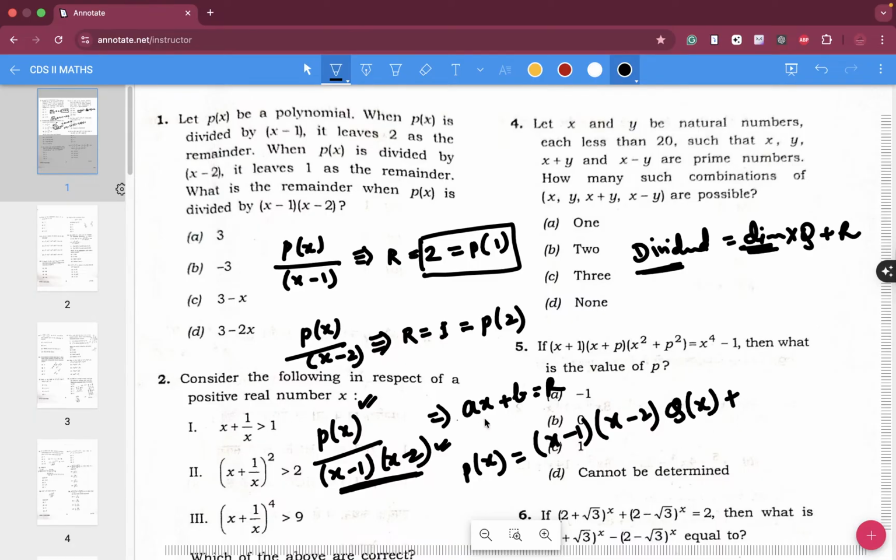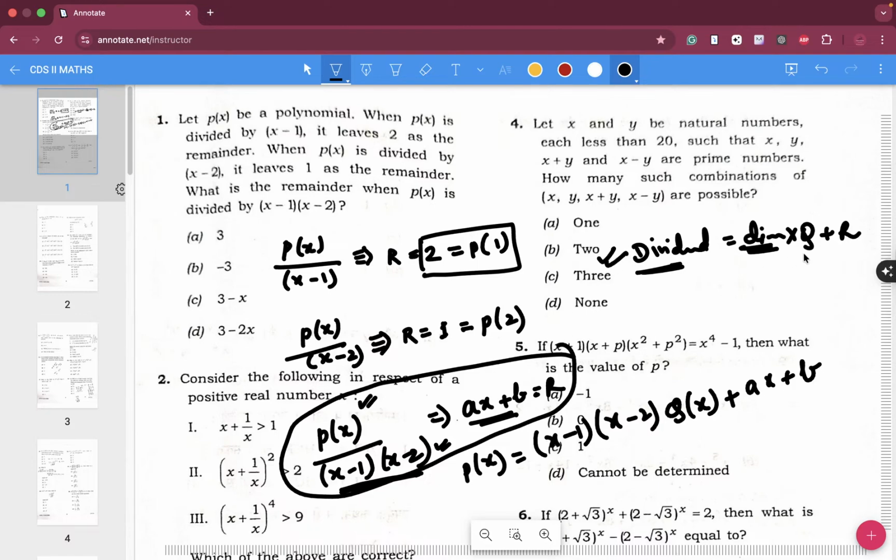Plus the remainder we have already assumed over here, which is how much? Ax plus b. So from this we have written dividend is equal to divisor into quotient plus remainder in terms of polynomial. So this is how it looks.